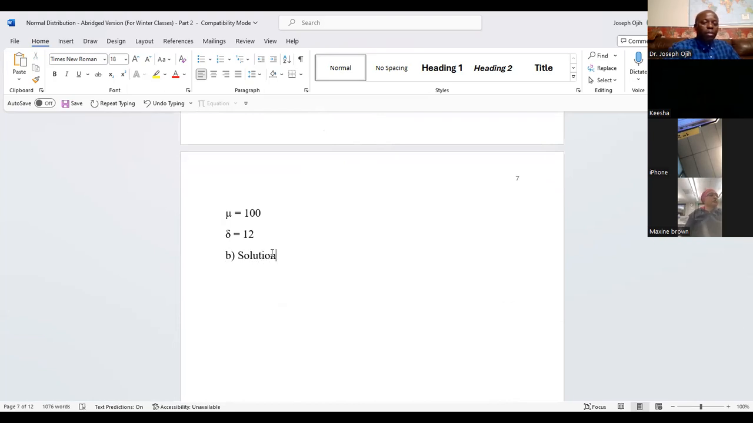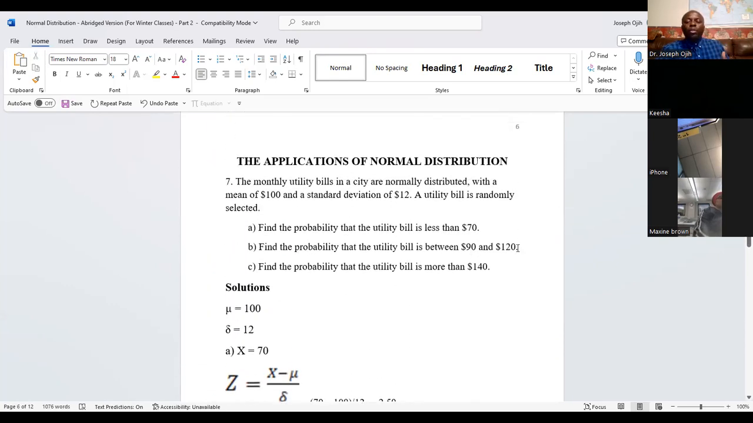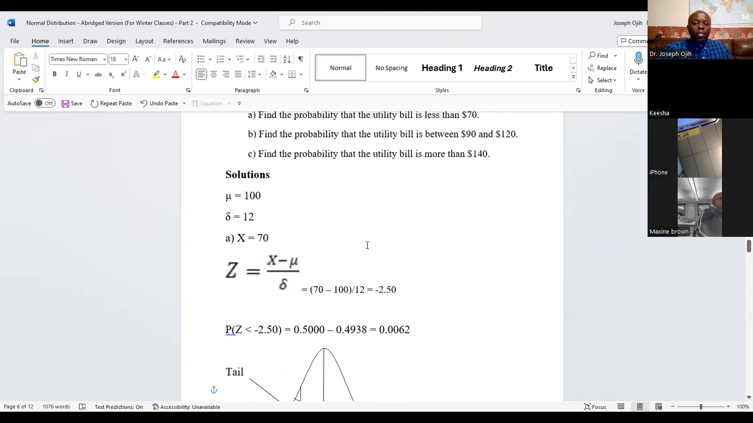Solution. So we have the mean of 100, sorry, mean of 100 and standard deviation of 12. Now, in this case, it says between $90 and $120. So there are two values here. Actually, not Z: there are two X's here, X1 and X2. X1 is 90 and X2 is 120.